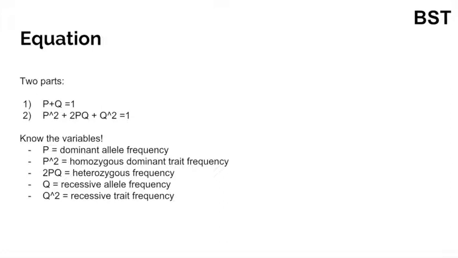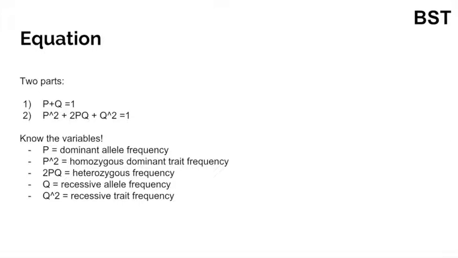So p is the frequency of the dominant allele. Don't confuse this with p squared, which is the frequency of the homozygous dominant trait. 2pq is the heterozygous frequency. That means individuals that have one big allele and one little allele, one dominant, one recessive. And then we have q, which is the frequency of the recessive allele. Again, don't confuse this with q squared, which is the frequency of the recessive trait.